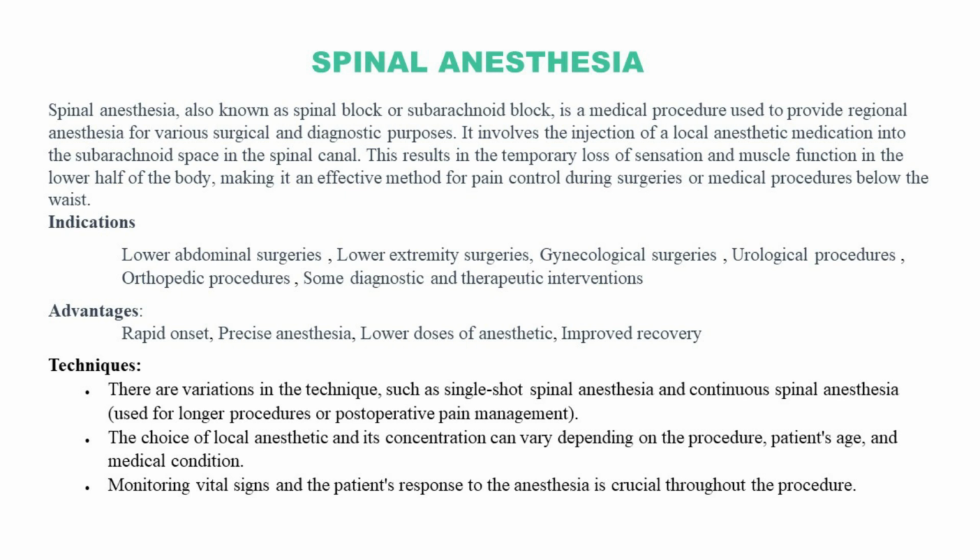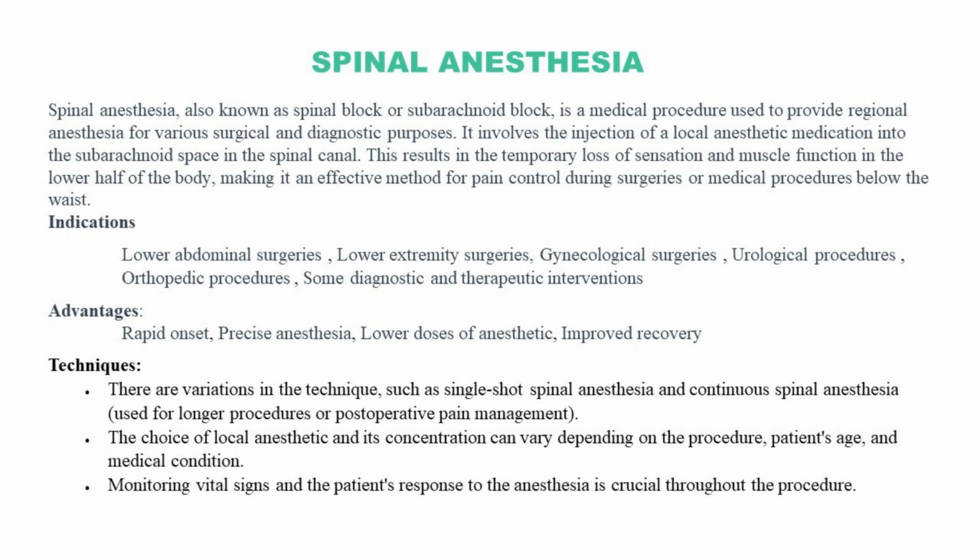3. Advantages. Rapid onset. Spinal anesthesia works quickly, providing almost immediate pain relief. Precise anesthesia. It can be used to target a specific region of the body. Lower doses of anesthetic. Compared to general anesthesia, spinal anesthesia often requires smaller amounts of anesthetic, reducing the risk of systemic side effects. Improved recovery. Patients may experience less nausea and a quicker return to normal function after surgery.